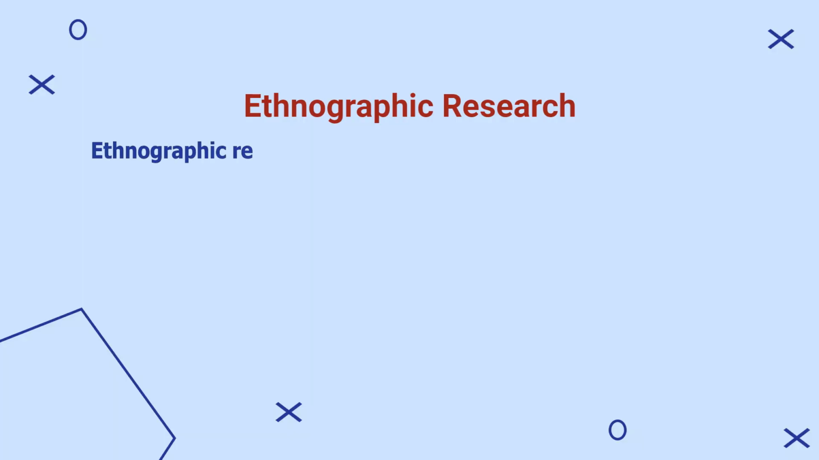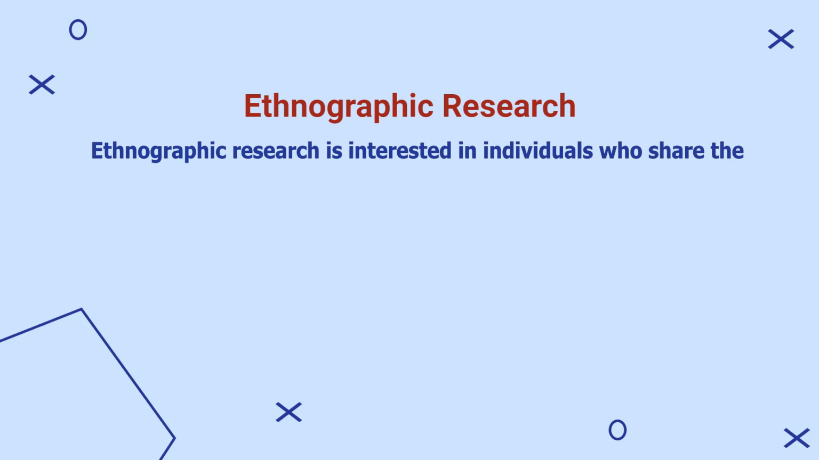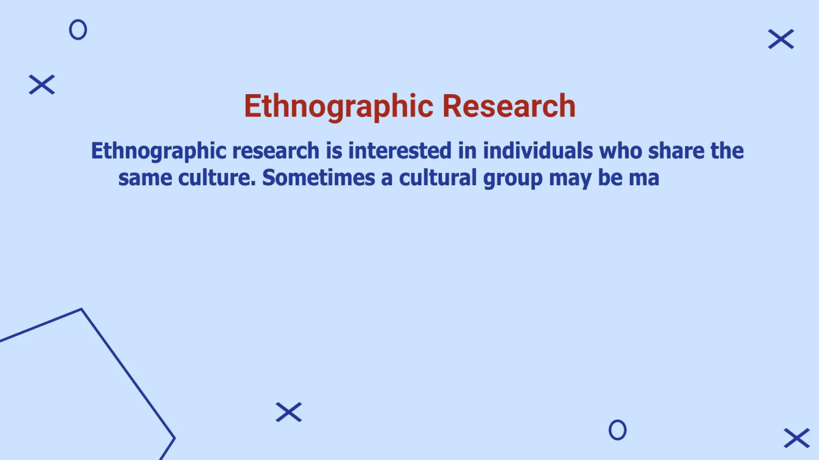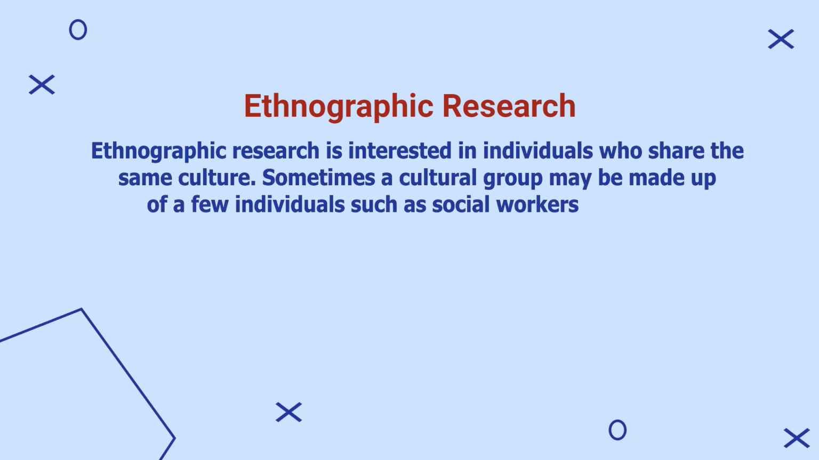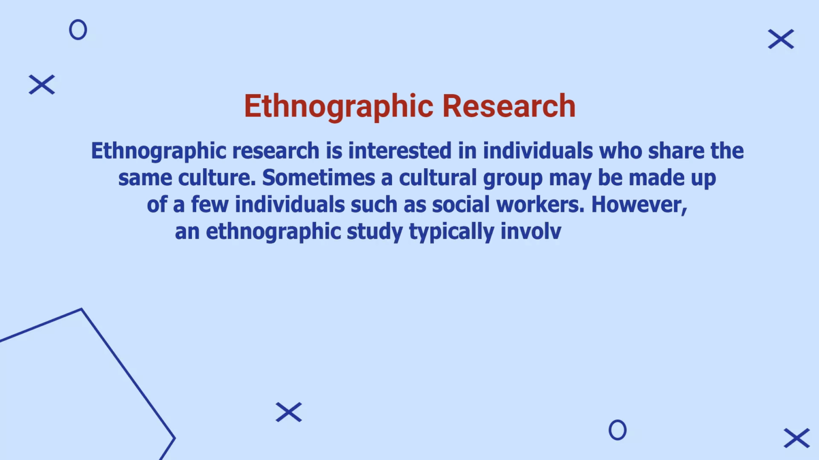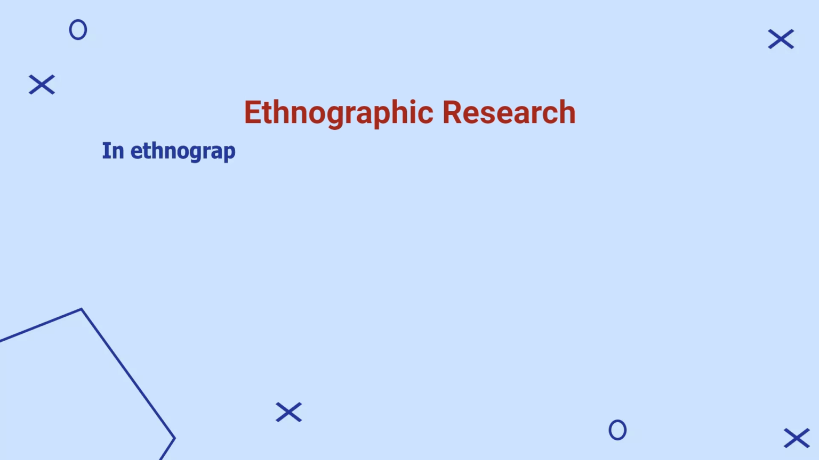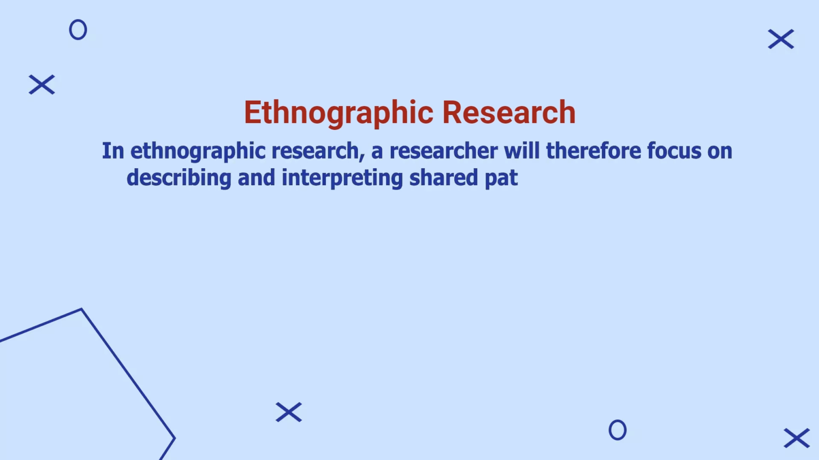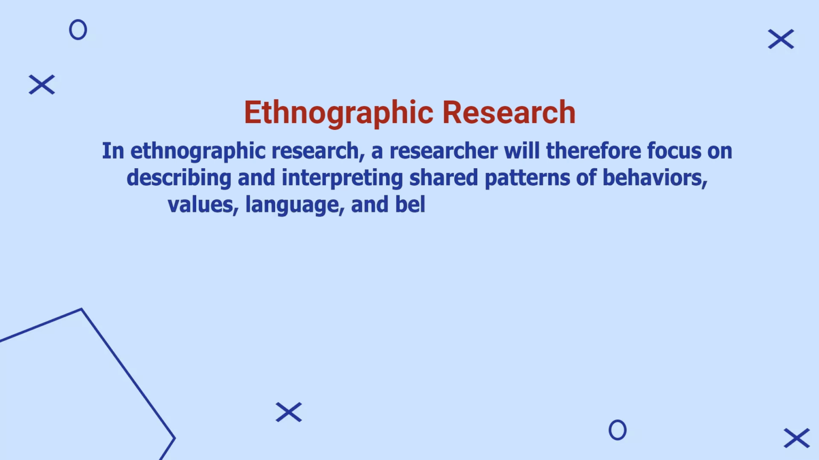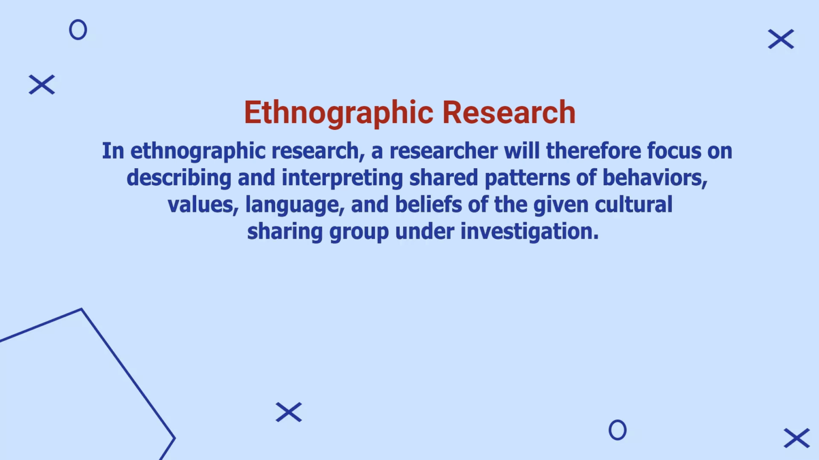Let's look at the third research strategy, which is ethnographic research. Ethnographic research is interested in individuals who share the same culture. Sometimes a cultural group may be made up of a few individuals, such as social workers. However, an ethnographic study typically involves a large group of people who interact over a given period of time. In ethnographic research, a researcher will therefore focus on describing and interpreting shared patterns of behaviors, values, language, and beliefs of the given culture-sharing group under investigation.